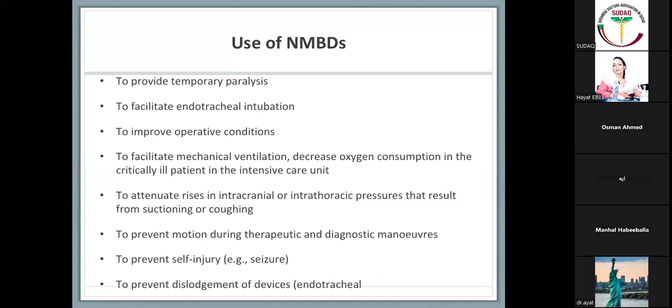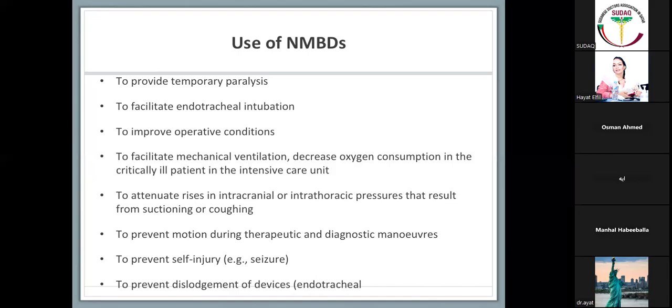But the introduction of minimally invasive surgery and laparoscopic procedures pushed towards the positive attitude that muscle relaxant improves the operative condition. We use it as well to facilitate mechanical ventilation and decrease oxygen consumption in the intensive care unit, and to attenuate the rise in intracranial or intrathoracic pressure that might result from suctioning or coughing when we do procedures, especially for patients in critical care.